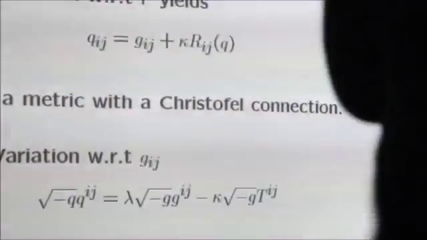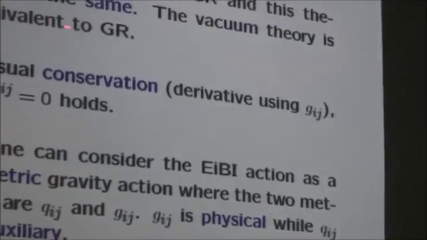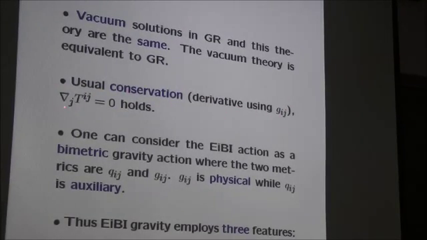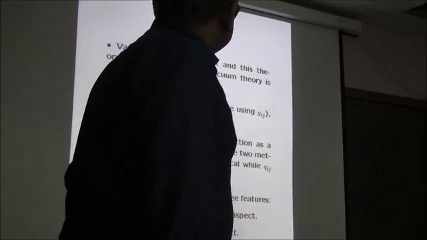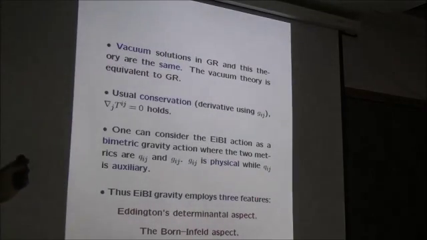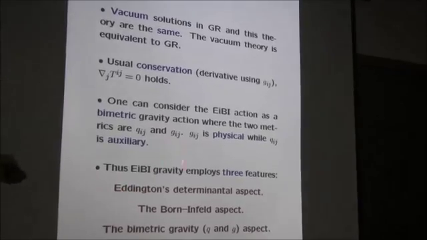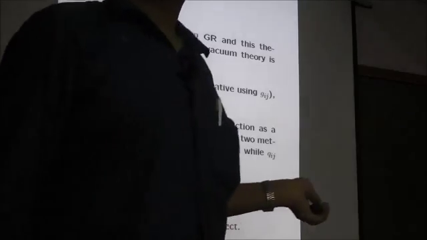So now what is the problem? Let us go back. The vacuum solutions in GR and this theory are the same. The vacuum theory is equivalent to GR. You can check the usual conservation, the derivative using g_ij, ∇_j T^ij equal to 0. That holds. One can consider the EiBI action as a bimetric action. That's why I talked about bimetric, dominance of gravity and so on, where the two metrics are Q_ij and g_ij. g_ij is the physical metric, Q_ij is the auxiliary metric. In summary, EiBI gravity, Eddington-inspired Born-Infeld gravity, implies three features: determinant, Born-Infeld, and bimetric. All these three things combine in this construction of the theory.